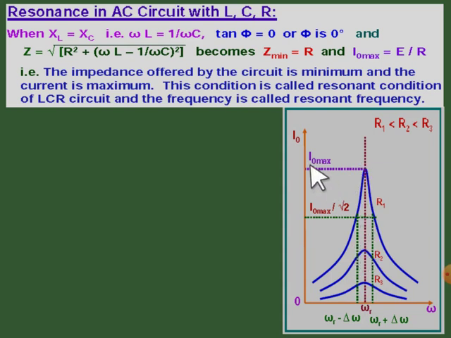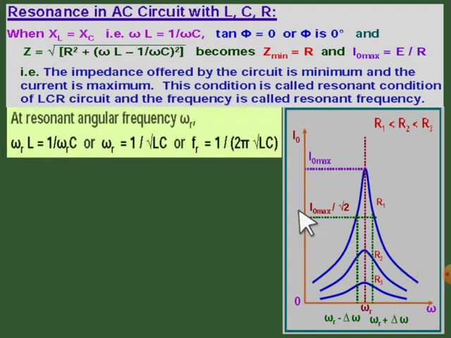Got it? So I naught max is coming here for resistance R1, but for resistance R2, I naught max decreases correspondingly. Here also I naught max decreases, like this. Got it? So this is the curve, and we call this the resonance curve.